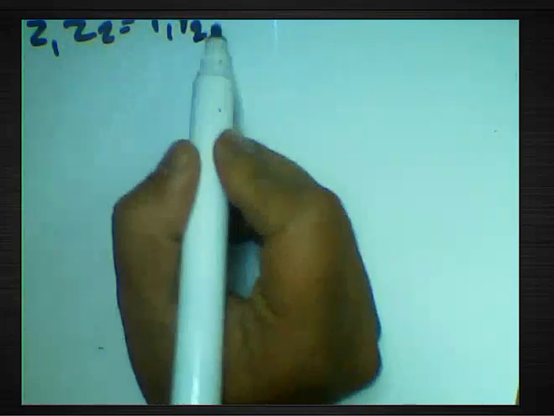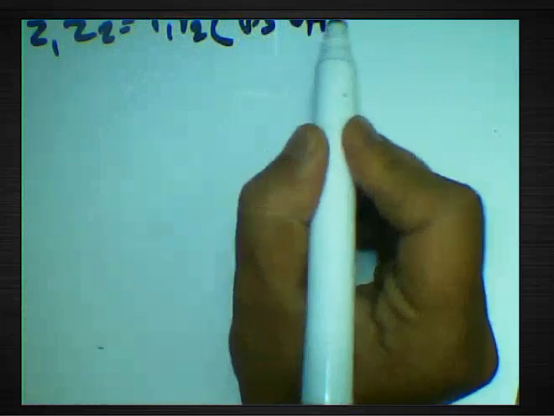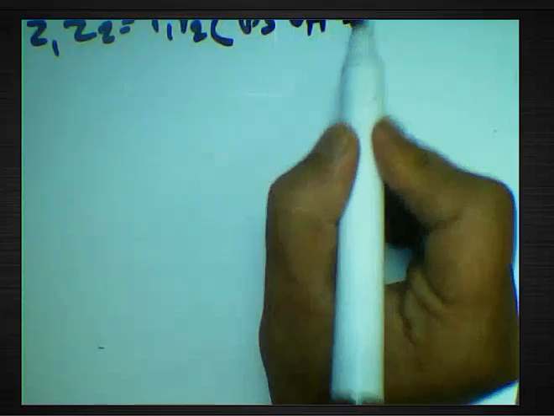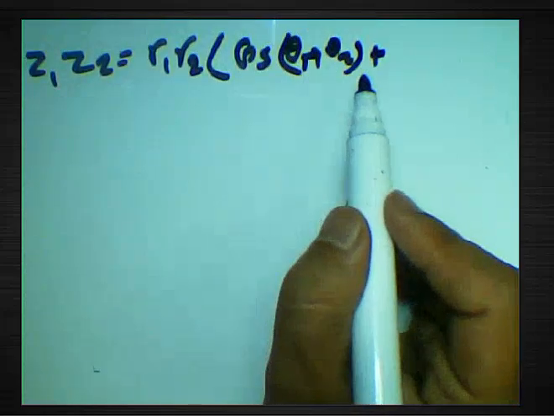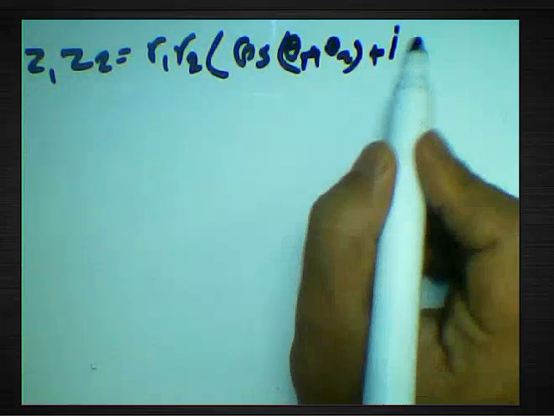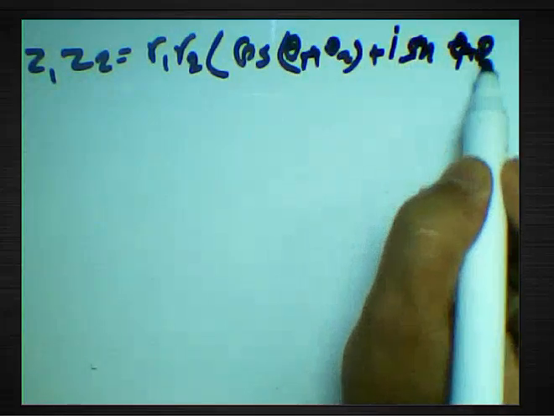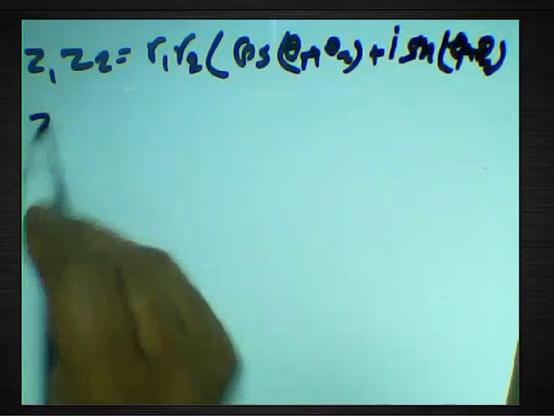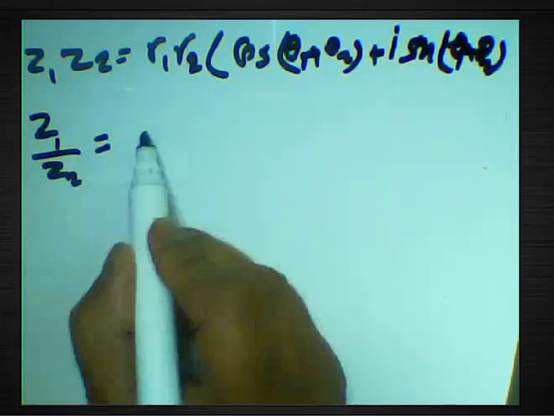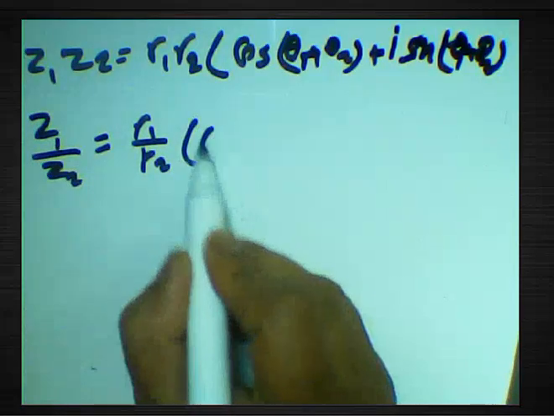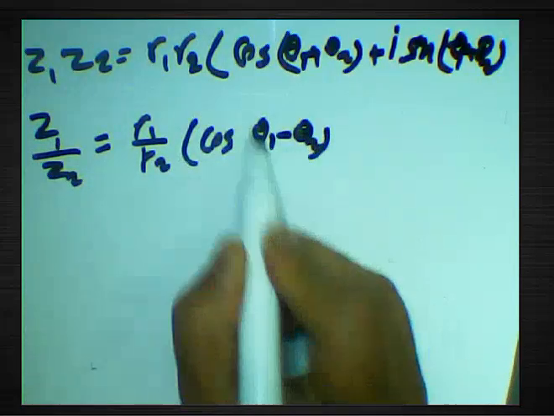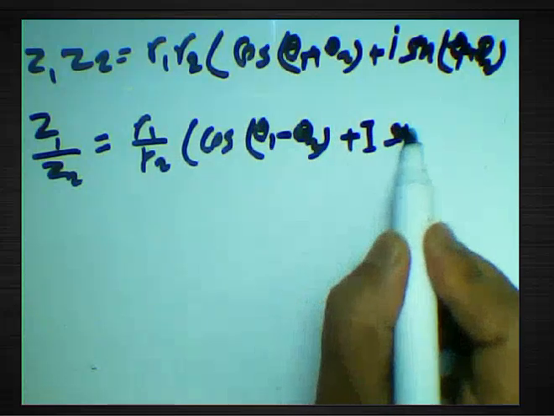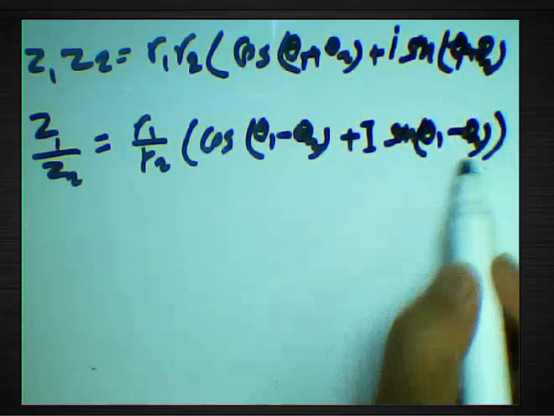And what about z1 multiplied by z2? Z1 multiplied by z2 means r1 multiplied by r2 and cosine theta 1 plus theta 2 plus i multiplied by sine theta 1 plus theta 2. Okay, and z1 over z2 means r1 over r2 multiplied by cosine theta 1 minus theta 2 plus i multiplied by sine theta 1 minus theta 2.